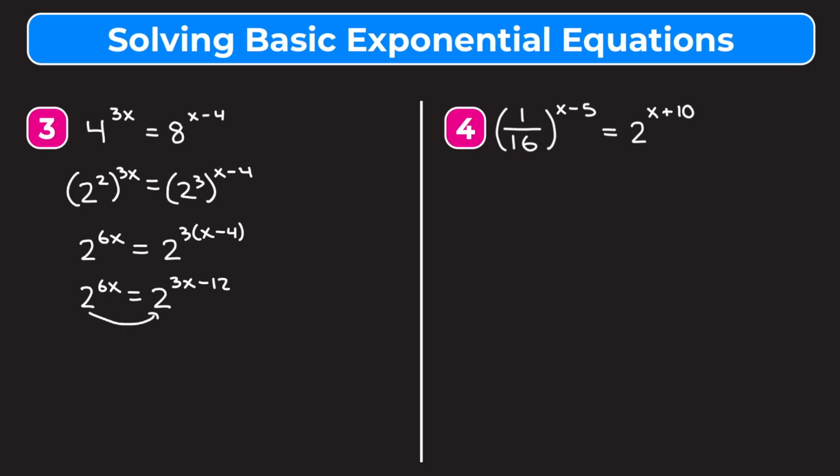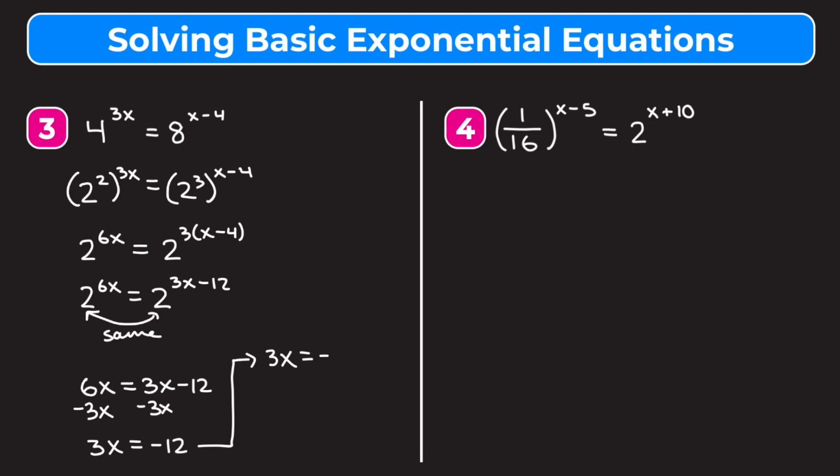And now that our exponents have the same base, we can just set our exponents equal to each other. I'm going to say 6x is equal to 3x minus 12. I'm going to subtract 3x from both sides. I get that 3x is equal to negative 12. And we'll finish solving this up here. So we have 3x is equal to negative 12. Divide both sides by 3 to get that x is equal to negative 4.